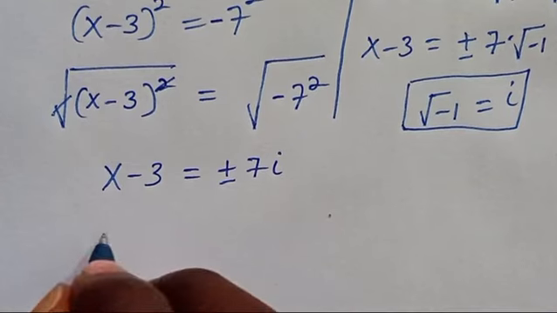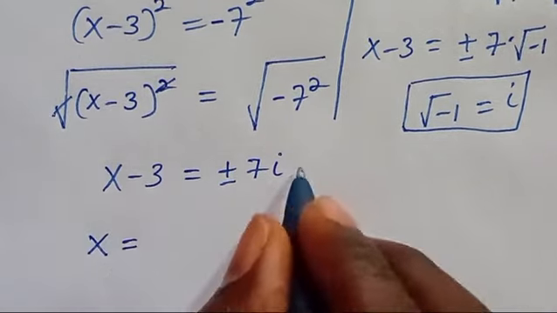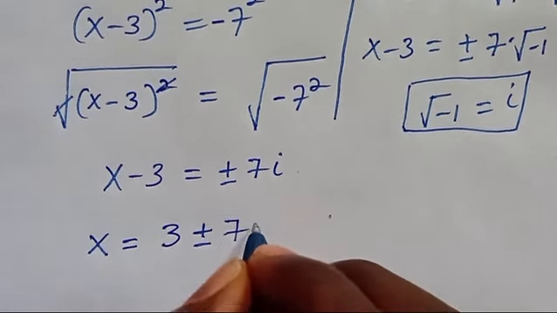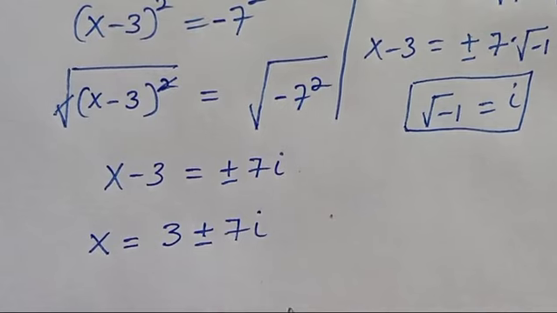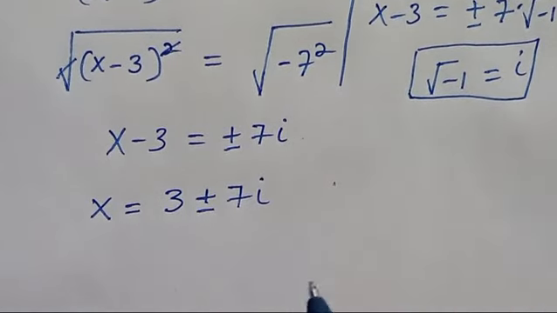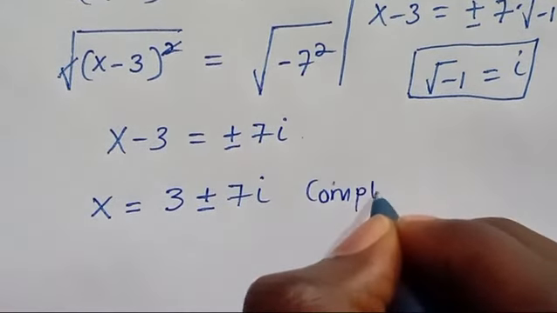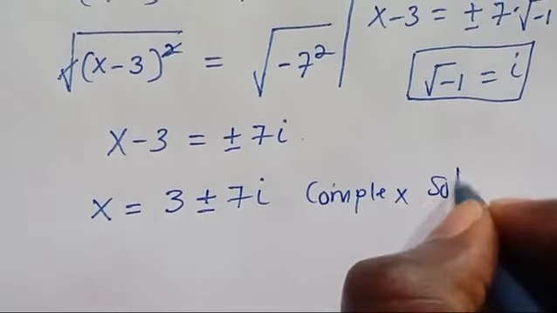So from here, we have x equals, taking this one to here, 3 positive or negative 7i to be the first solution, where this solution will be a complex solution. Complex solutions.